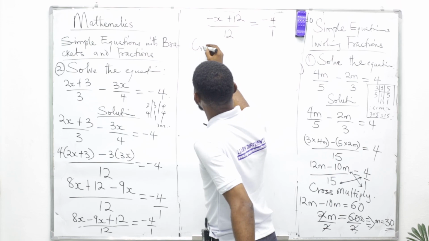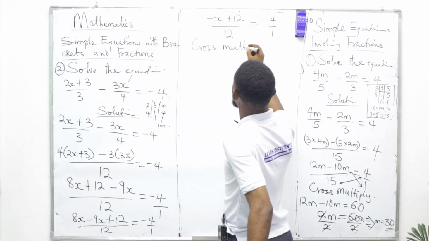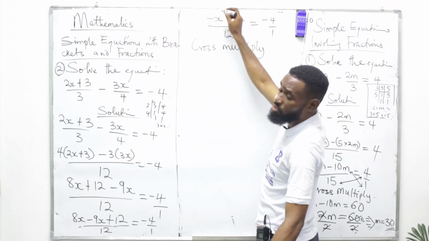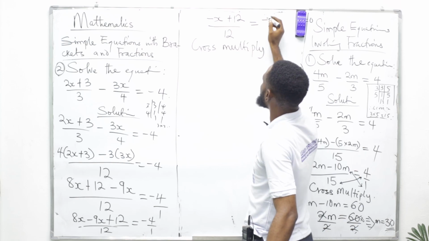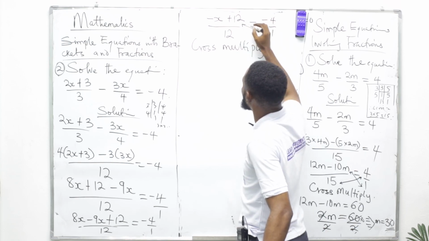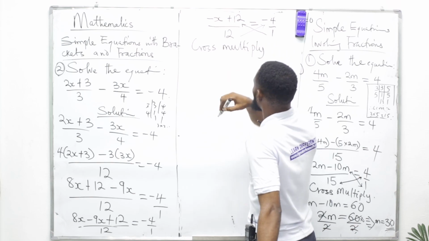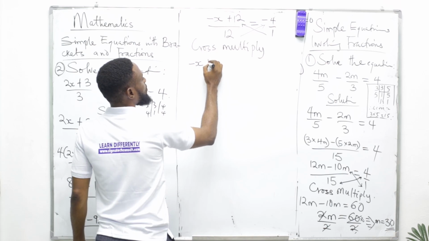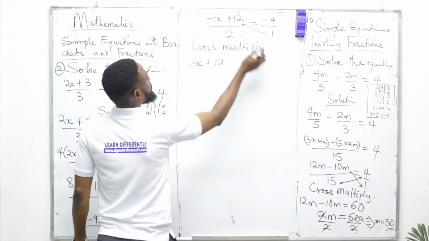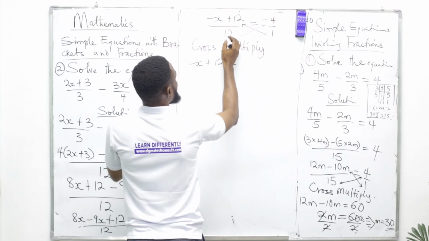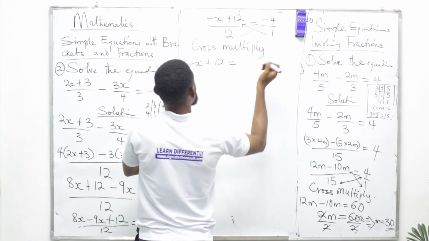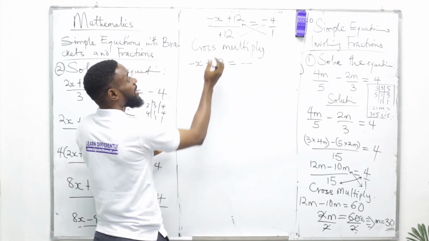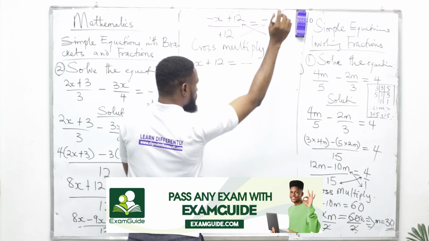So we cross multiply this now. Why? Because this is now a single fraction, and this is also a single fraction. So this multiplies this, and this multiplies this. So we have 1 times minus x is minus x plus 12. My 1 times 12 is 12. Then here we have 12 times minus 4. The answer will be, first of all, minus, because this is a positive here. Remember, plus times minus is minus.